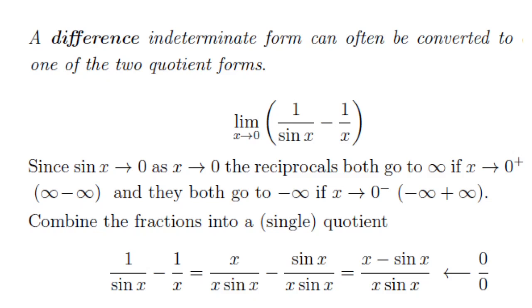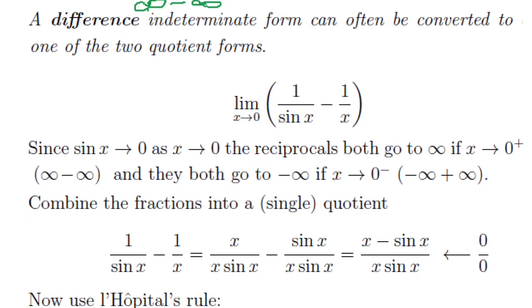A difference indeterminate form, infinity minus infinity, is usually dealt with by changing it to one of the two quotient forms if we want to use the L'Hopital's rule. There is no rule of thumb like the power forms and the product form. So basically what we do is we combine the two expressions that go to infinity using algebra or whatever methods we think is relevant and see where that leads us.